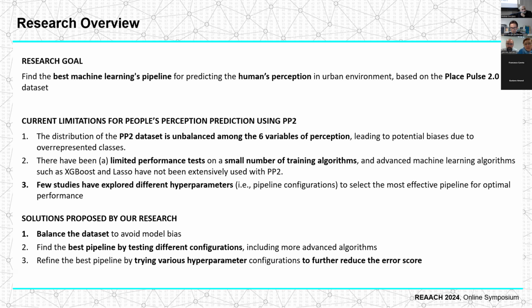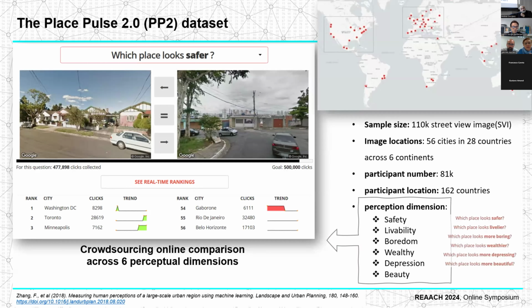Place Pulse is a data set that was developed at MIT with a crowdsourcing campaign in which people were asked to answer in a comparative way. They were shown 2 different images from Google, and people had to evaluate those images based on safety, livability, boredom, wealth, depression, and beauty, which are the 6 variables that the tool can assess.